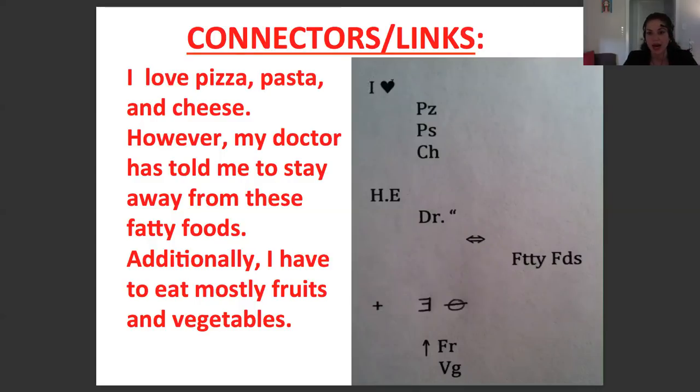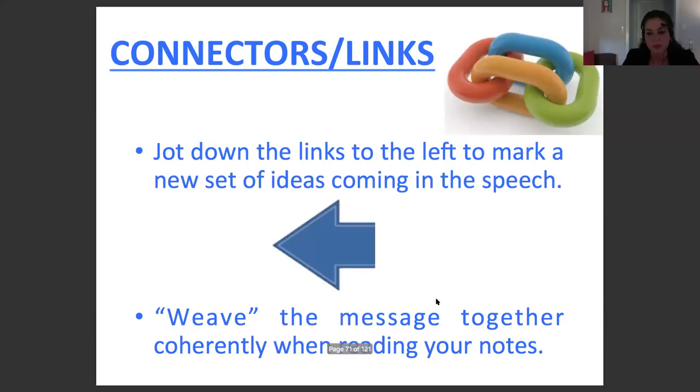So let's go through it again. I love pizza. Again, we're writing as few letters as possible so we can keep up. Pasta and cheese. However, we came back out to the left, and however became H-E, the least amount of letters, the better. However, my doctor has told me, quotation marks for told me, to stay away, just this two-ended arrow, from fatty foods. Additionally, all I needed to prompt my memory was a plus sign. Additionally, I have, this is a mathematical sign, an E facing in the opposite direction is a mathematical sign. Oops.